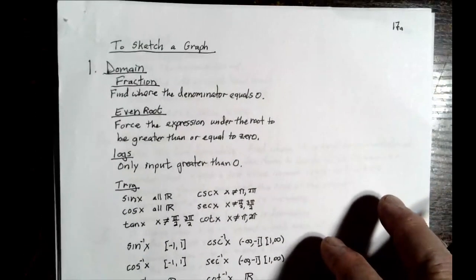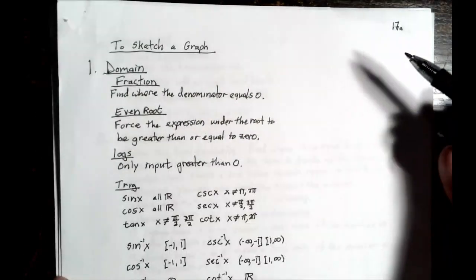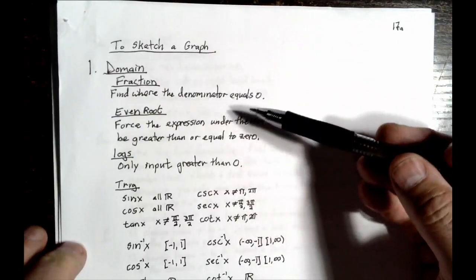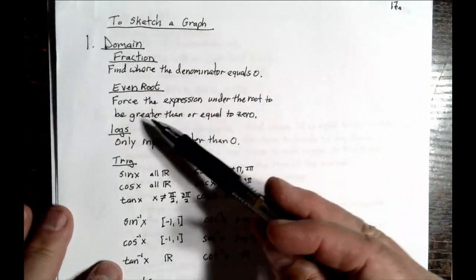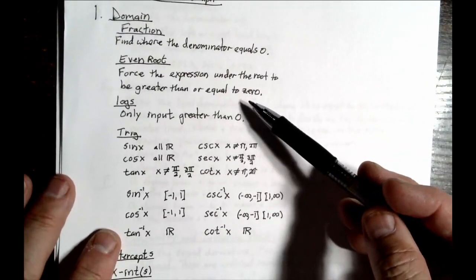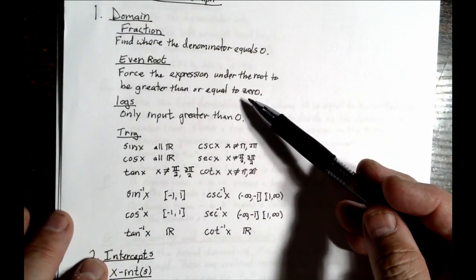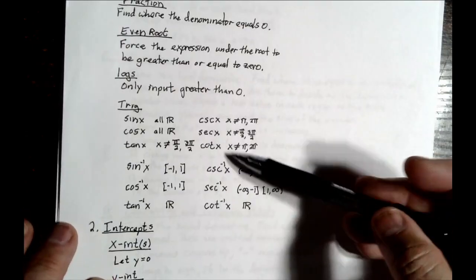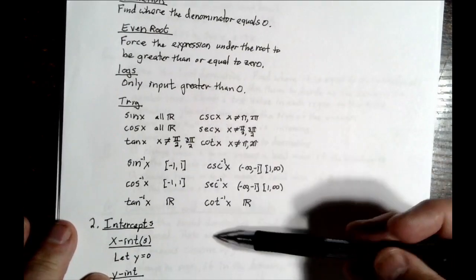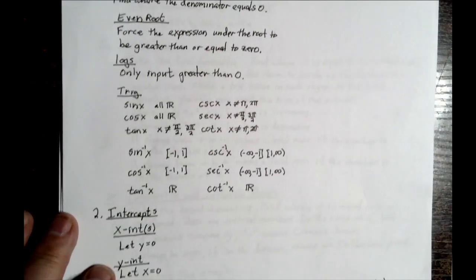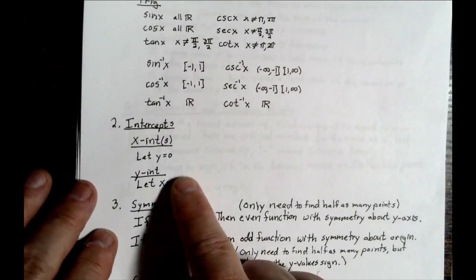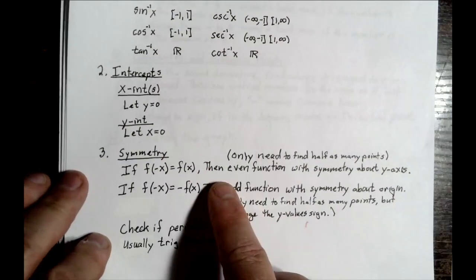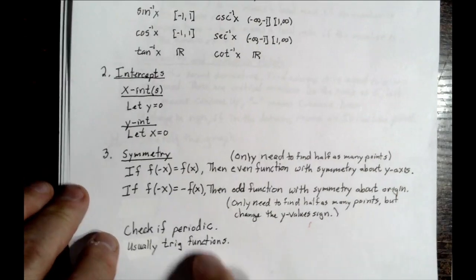Alright, so this is how I broke it down. Domain. So you look where a fraction is dividing by 0. Or for an even root, you force it to be greater than or equal to 0. And for logarithms, it's greater than 0. And for different trig functions, you've got different domains, including the inverse trig functions. You've got the intercepts, x and y intercepts. You get symmetry, even and odd, or periodic.